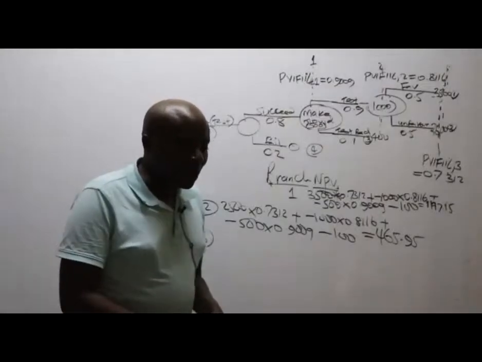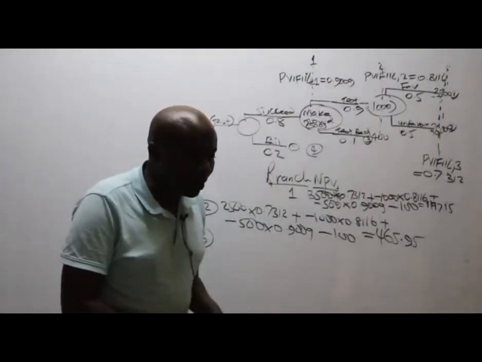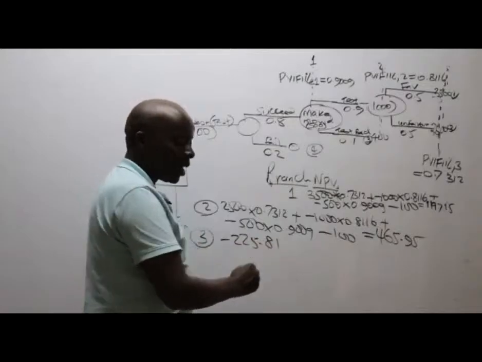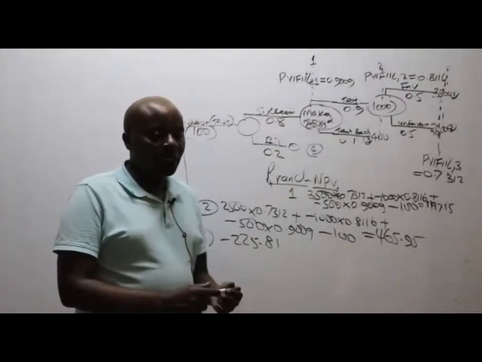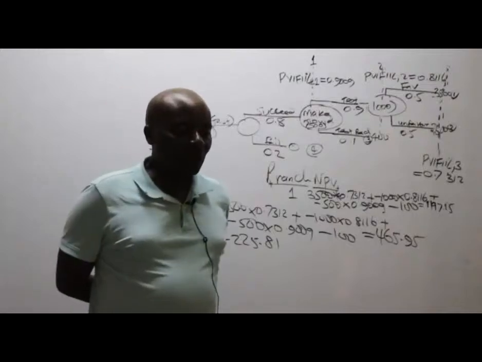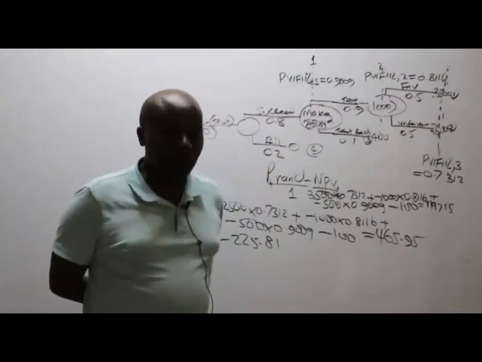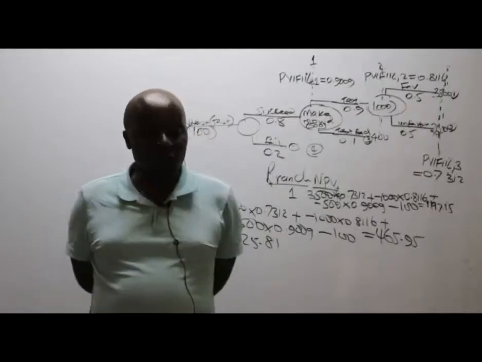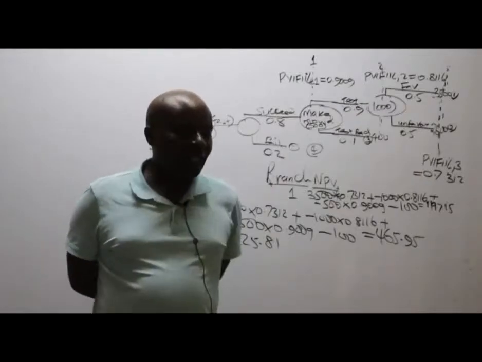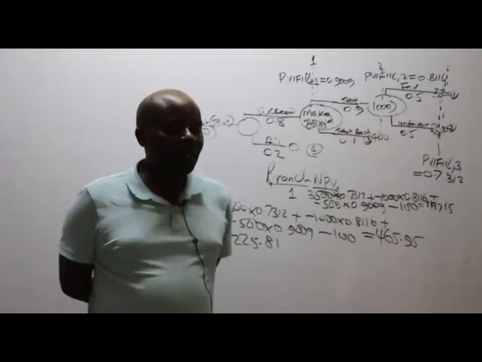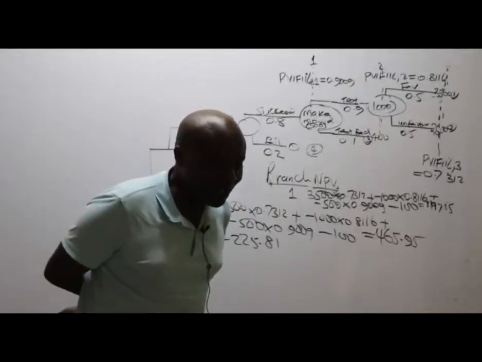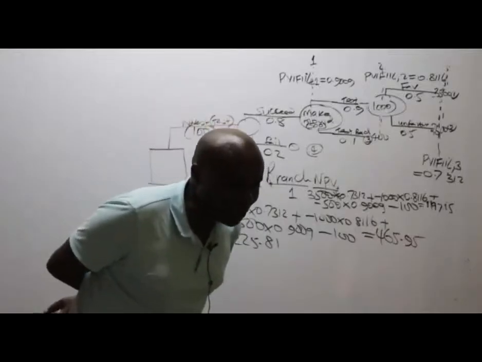The third branch, I'm being given a figure of minus 225.81. Is there somebody else who is able to get this figure, minus 225.81? Yes, I can see so many of them are getting this figure. Lucy is not getting it. How did you reach that?